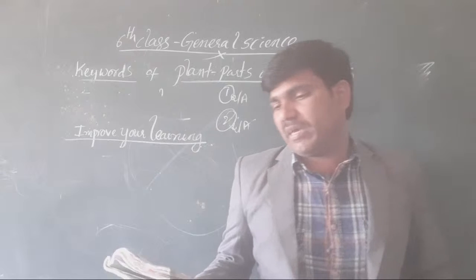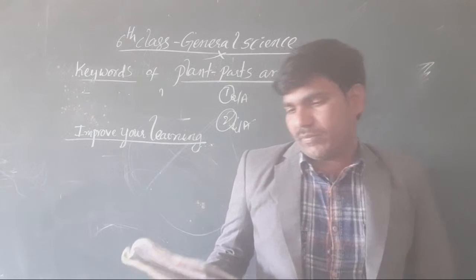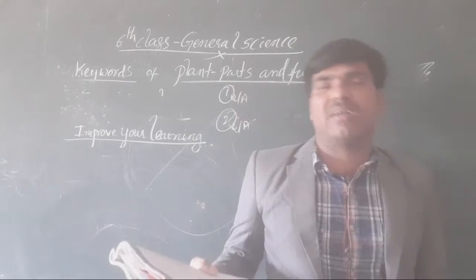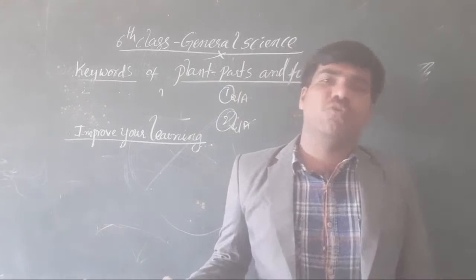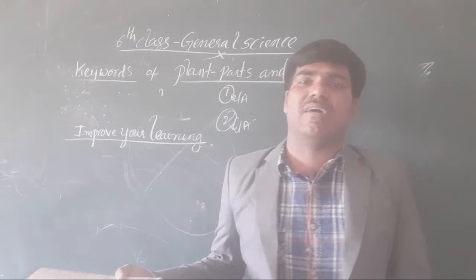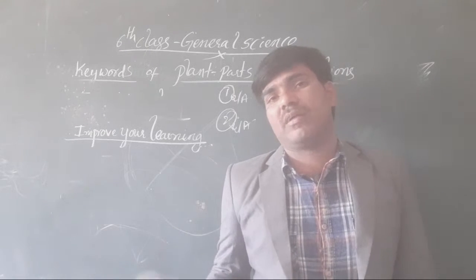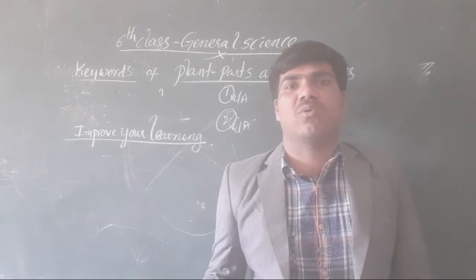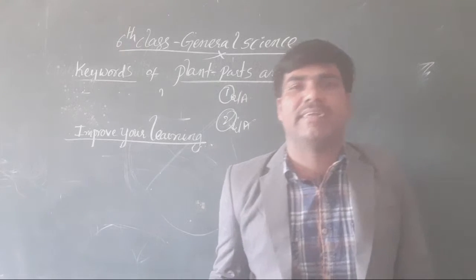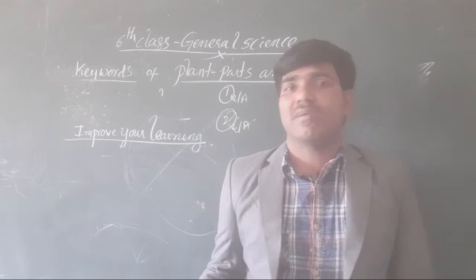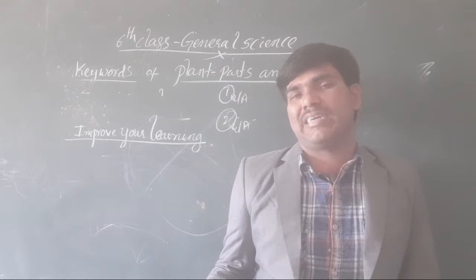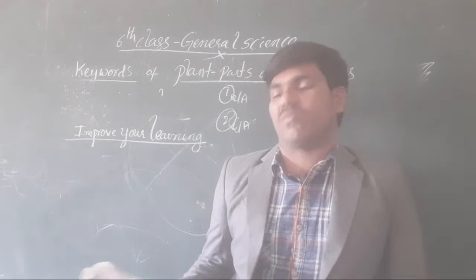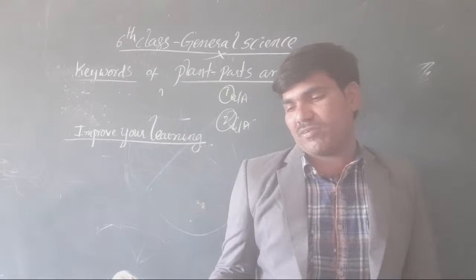Some roots are the main concern, but stem and root both contain food. Sometimes a stem also grows below the earth only, but it will compulsorily contain food material. Clear or not, all the students? Like onion, that is a stem part only, but it is below the earth only.